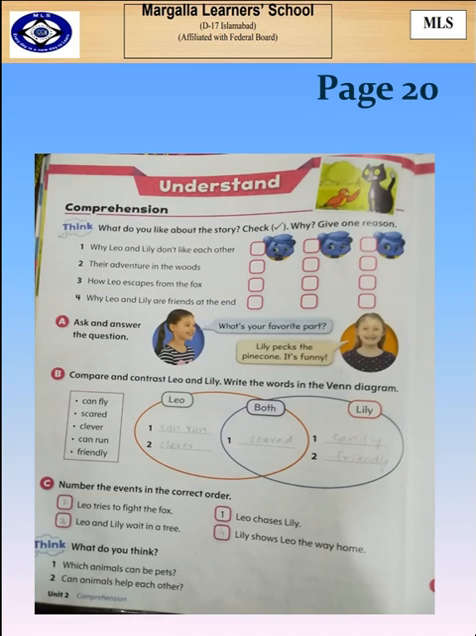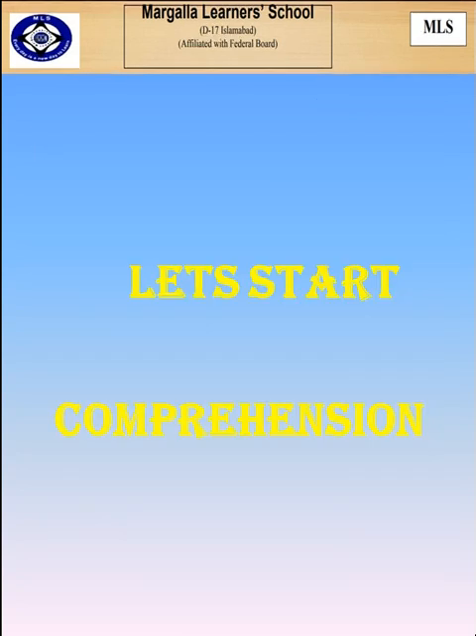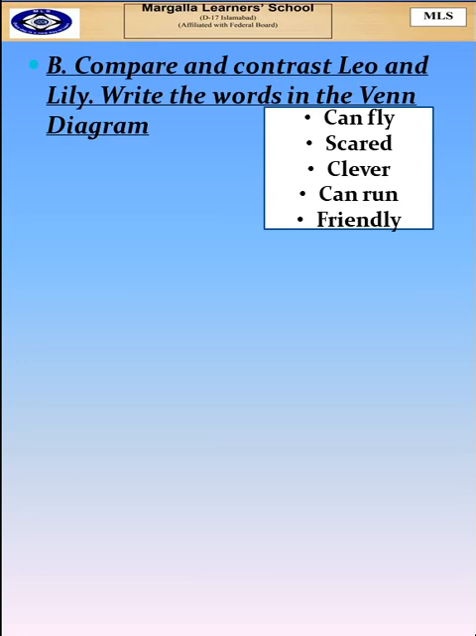Today we are going to solve page 20. Open up your books, page 20, Comprehension. Let's start the comprehension. Part B. We have to compare and contrast Leo and Lily. Write the words in the Venn diagram. The words you see in the box, you have to use these words to fill the Venn diagram mentioned beneath this question. Pause this video and solve the exercise.